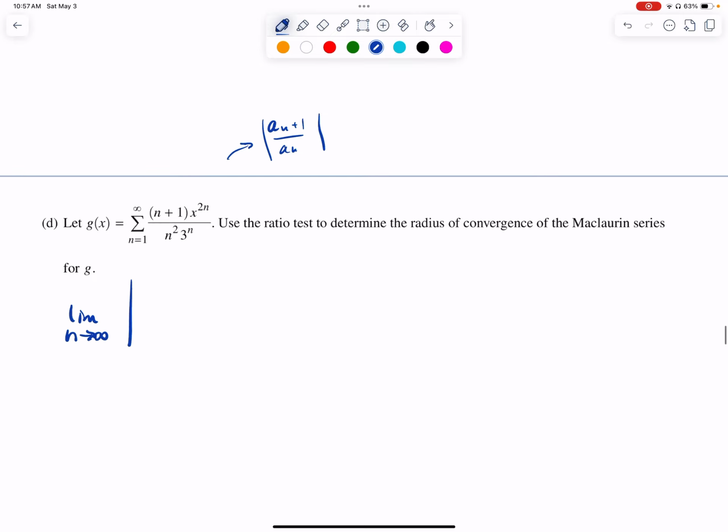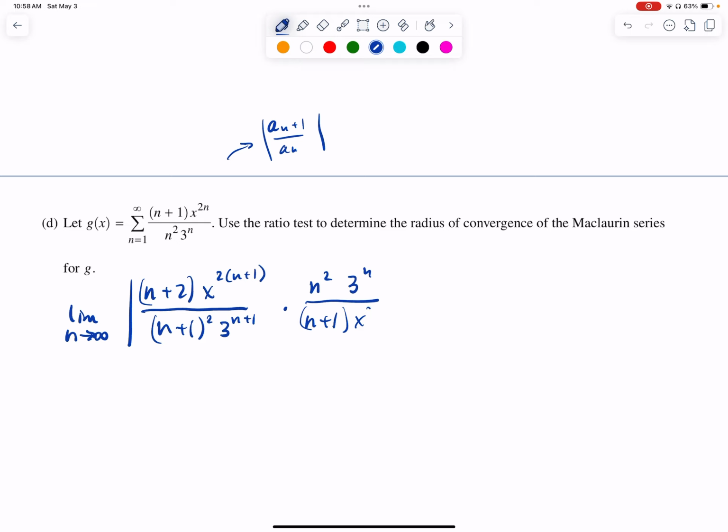So absolute value of, everywhere there's an n, we're going to add 1 to it. So this is going to be n plus 1 plus 1, which is n plus 2, x to the, be careful here because this is not 2n plus 1. It is 2 times parentheses n plus 1, which makes it 2n plus 2, over n plus 1 squared, 3 to the n plus 1, times, and now multiply by the reciprocal, which is n squared, 3 to the n over n plus 1, and then x to the 2n.